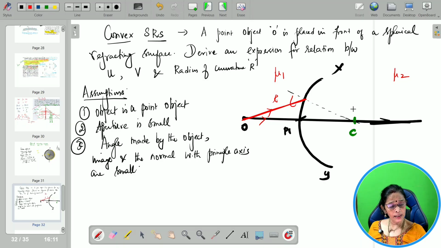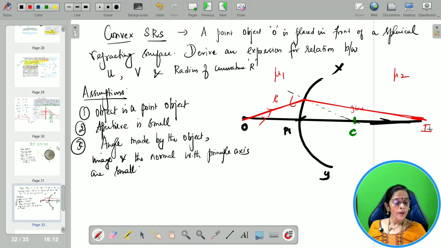So therefore this is glass. So rarer to denser medium. How does the ray of light travel? It bends towards the normal after hitting the surface of the spherical refracting surface XP1Y. So it hits, moves towards the normal, and then you get an image here.